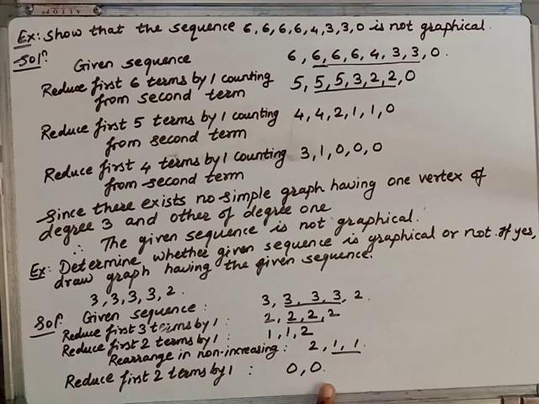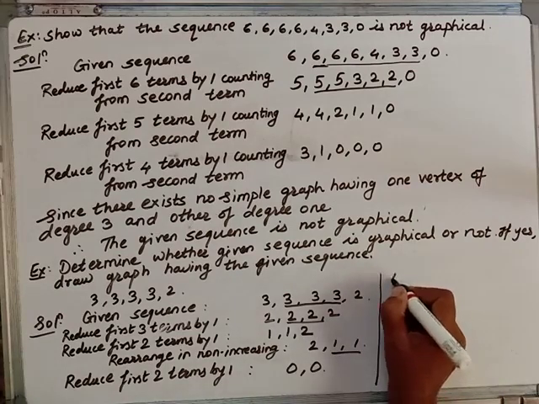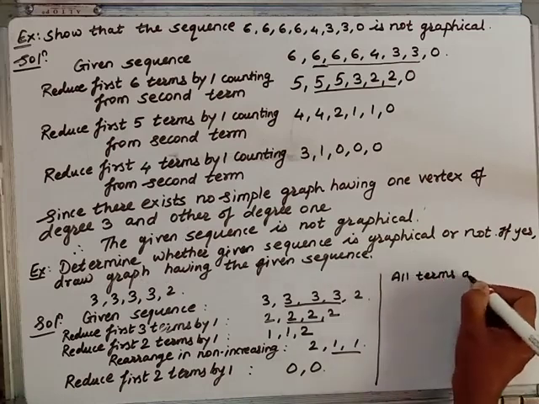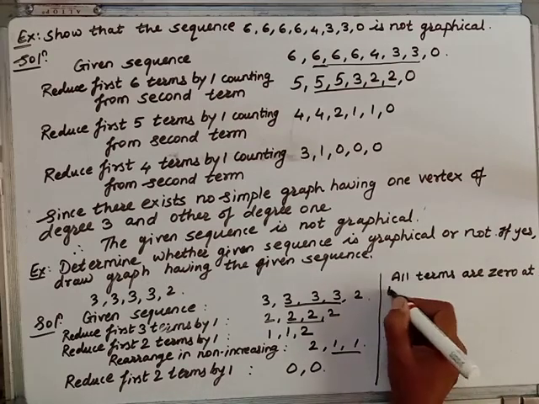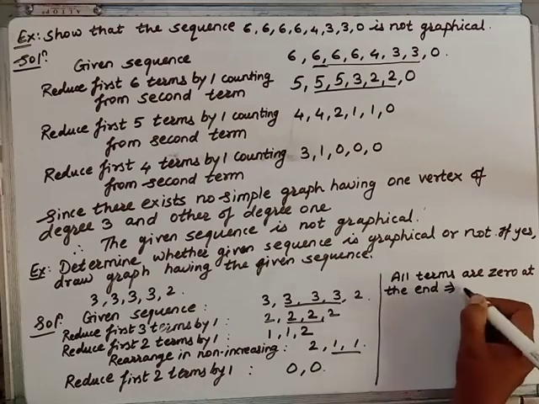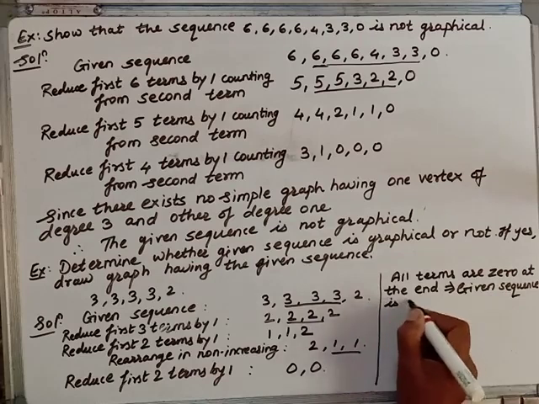So since all terms are 0 at the end, the given sequence is graphical. So here what can we say? All terms are 0 at the end. Therefore, the given sequence is graphical.